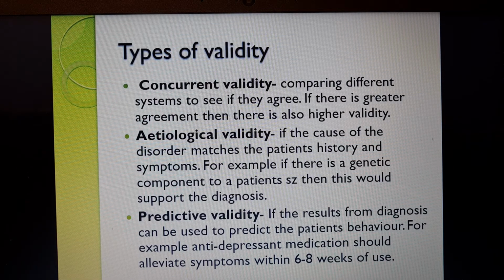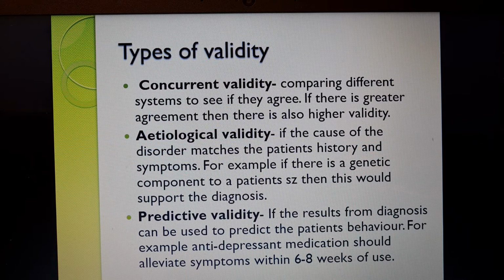There are also different types of validity that you need to be aware of in clinical psychology. Firstly, you've got concurrent validity, and this is where you compare the different systems to see if they agree. So you would compare the DSM system to the ICD system to see if there's an agreement. And obviously, if there is greater agreement, then we can argue that it's a lot more valid.